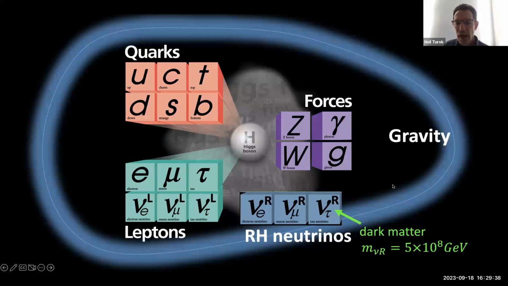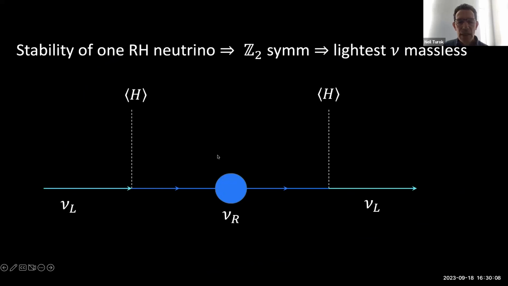So our hypothesis is that there are three right-handed neutrinos. Two of them are enough to explain the mass differences between e, mu, and tau neutrinos. The third right-handed neutrino is stable, doesn't mix, and provides the dark matter with this mass. So as I've already explained, if one of the right-handed neutrinos is stable, it follows that the action has a Z2 symmetry under reversing this right-handed neutrino. And from that, it follows that the lightest neutrino is actually massless.